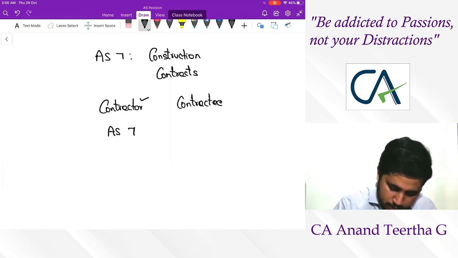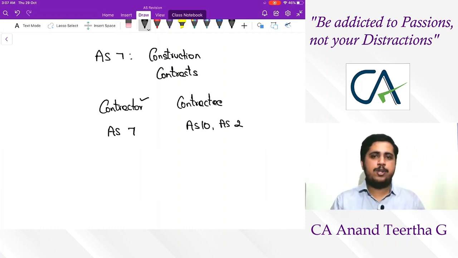For the contractee, you can say AS10 might be applicable or AS2 might be applicable. Suppose they use that structure as a fixed asset or property, plant and equipment, AS10 will come. If they use it as inventory, AS2 will come. So for the contractee, other standards are supposed to come. This particular standard is applicable for the contractor.